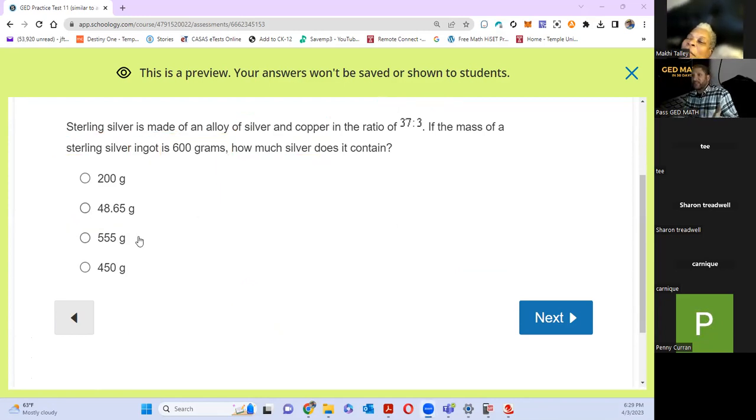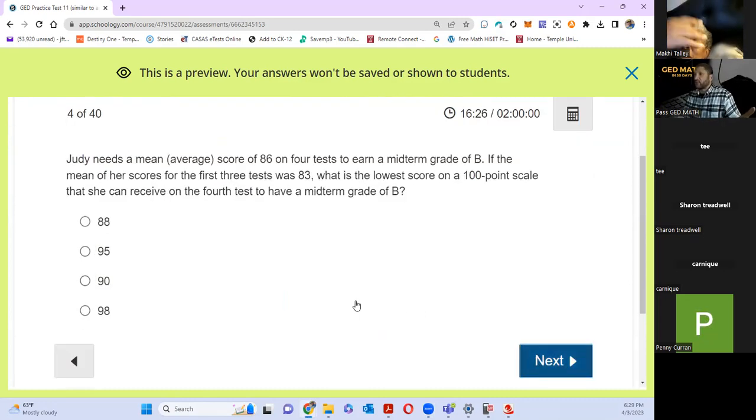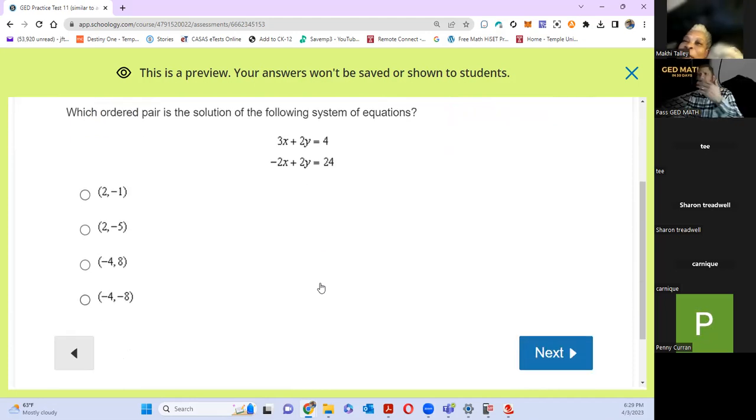So this is the next practice test that I made up. Let's try to find another one. Let's look at this one here. Oh, this is lovely. Which ordered pair is the solution of the following system of equations? Who would know how to solve this problem? Who knows how to solve this problem? I don't feel like it.